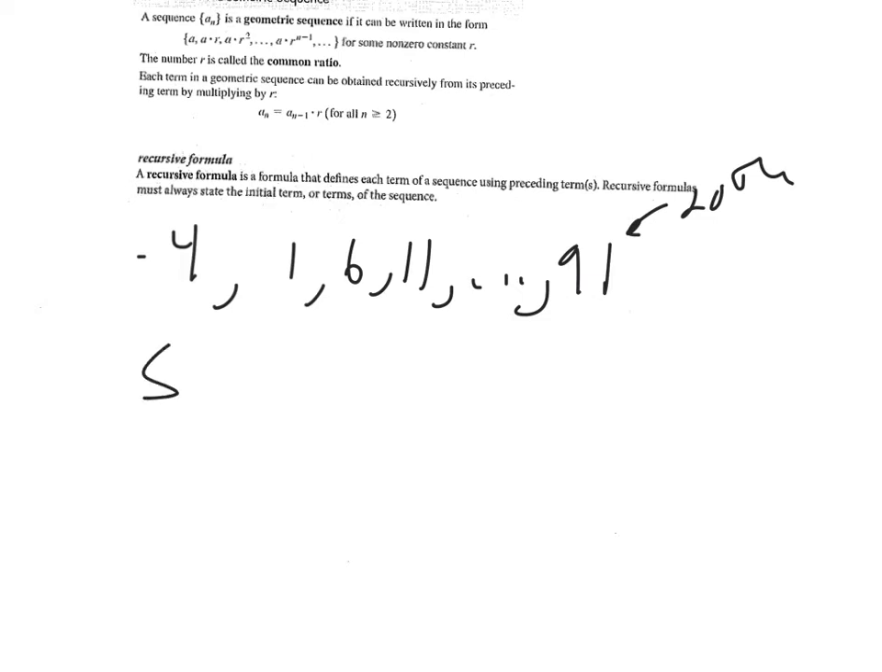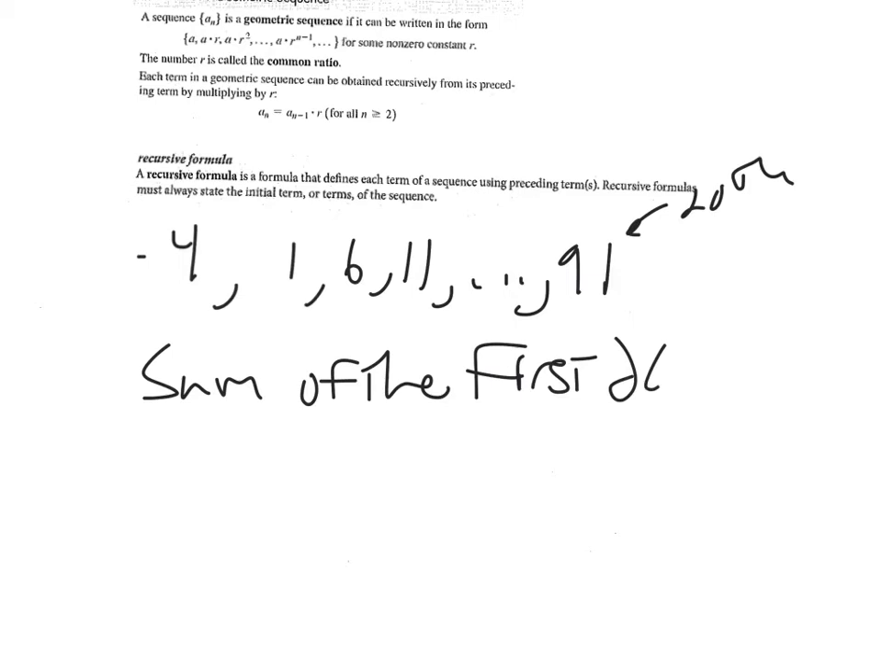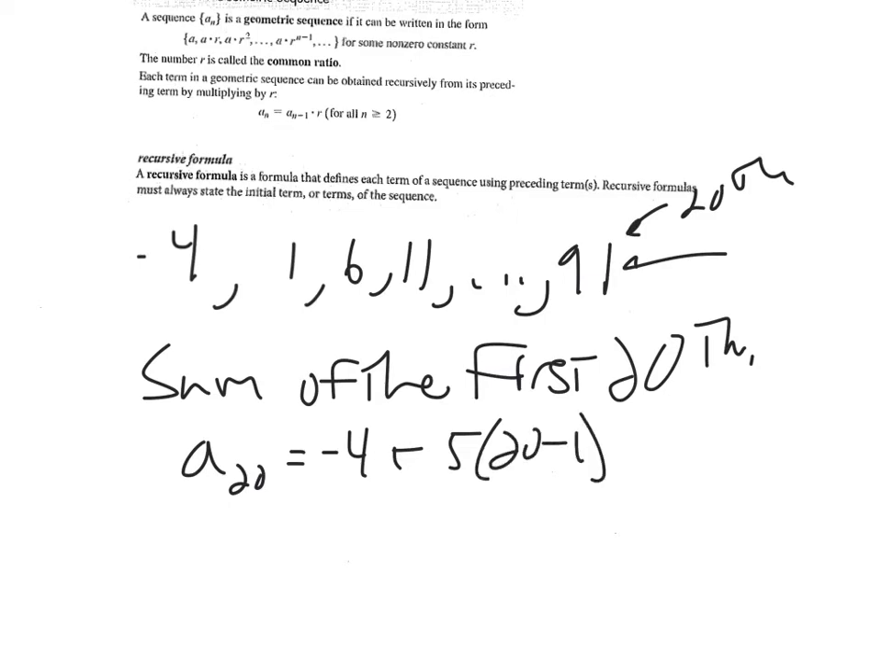And if I asked you to find the sum of the first 20 terms in the sequence, well, we didn't know the 91 was the 20th term. So we had to create that sequence. We had to say a sub n equals, or let's jump ahead here, a sub 20 equals -4 plus 5 times 20 minus 1. And that's where we came up with the 91.